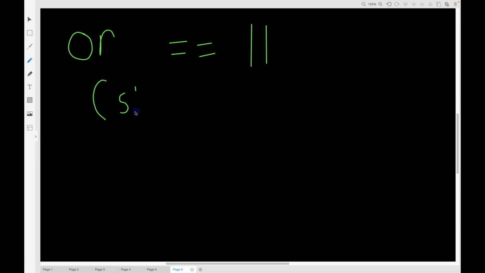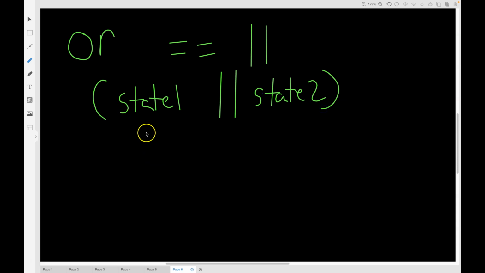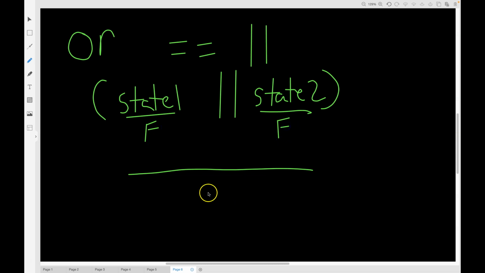And we would have the same thing. We would have statement 1 or statement 2. So this would have to be true or false. This would have to be true or false. So we are going to simplify. So if this is false or this is false, the whole thing is false.